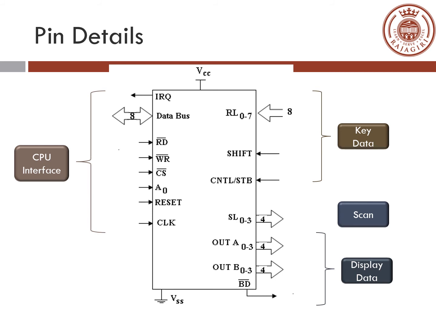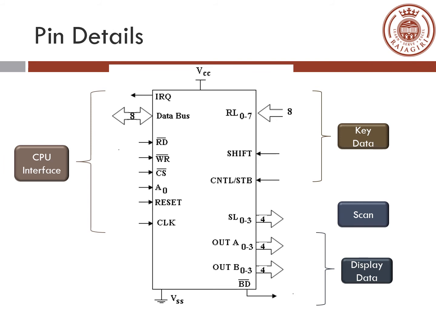The scan section includes a scan counter with scan lines SL0 to SL3, that's 4 lines. These 4 lines can be decoded outside by a 4 to 16 decoder to generate 16 lines for scanning. These scan lines are connected to the rows of the matrix keyboard, and the digit drivers of the multiplexed display, that is the 7-segment LED display drivers.